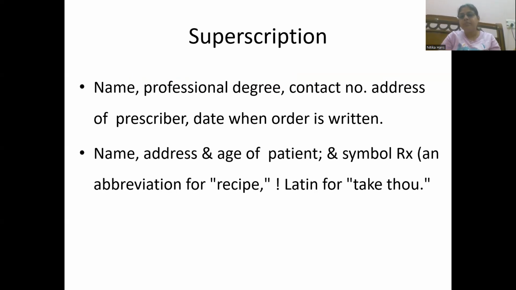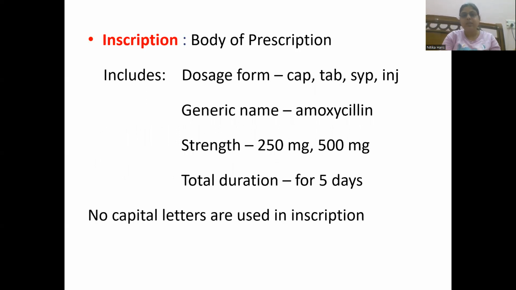Now this is the same thing that is in the superscription. We have to give the symbol, the name and age of the doctor, name, professional degree, contact number, address of the prescriber, date when the order is given, name, address, age of the patient, symbol, and treatment has to be written: recipe, take, dose. In the description, for example, we have to write the dosage form.